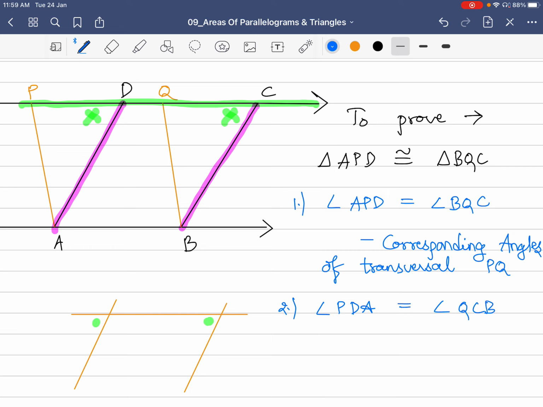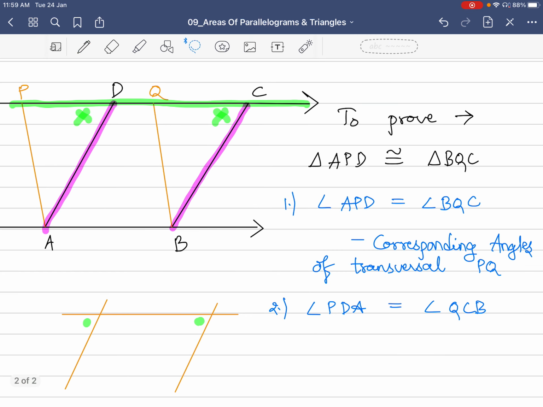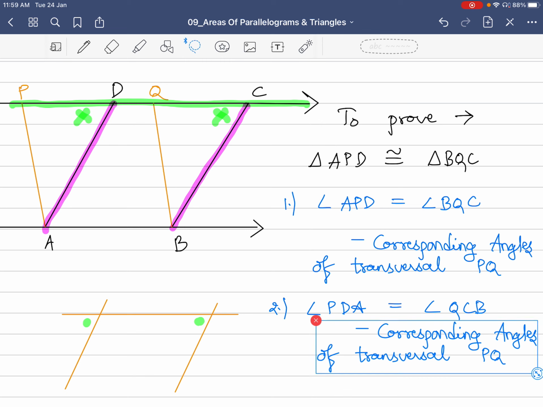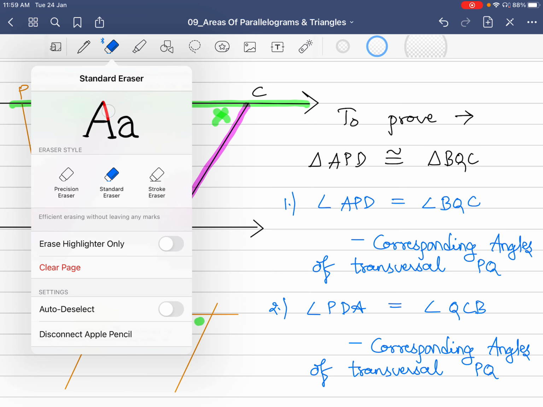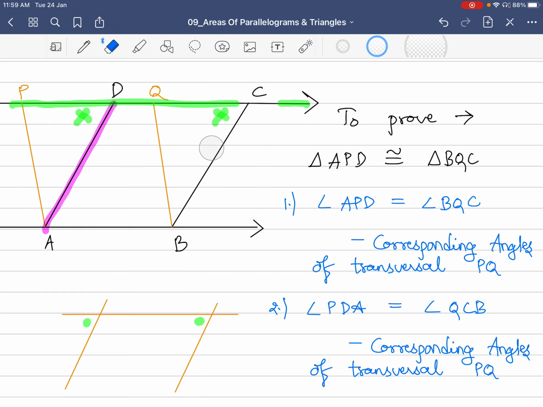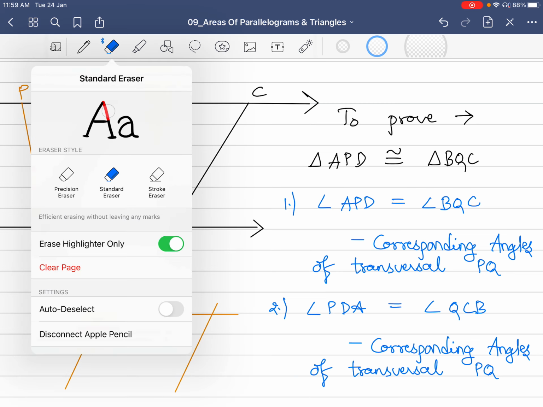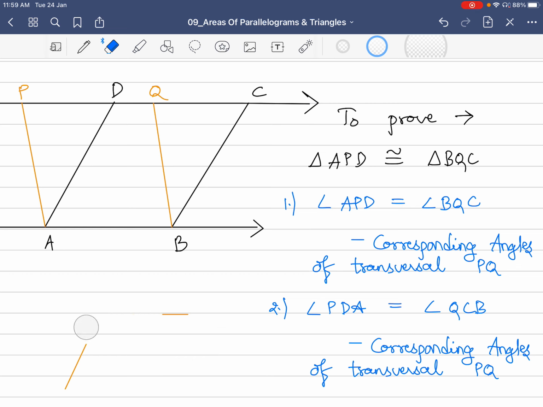Why? Same reasoning as this. I'm going to copy this line of reasoning: because they are corresponding angles of the transversal PQ. The only thing is we have considered a different set of parallel lines. Here we have considered these two parallel lines, and in the previous statement we considered these two as the parallel lines. So let's erase this once again. Now we have got two angles of the triangle which are equal to each other. I'm going to erase this so that we have more space.